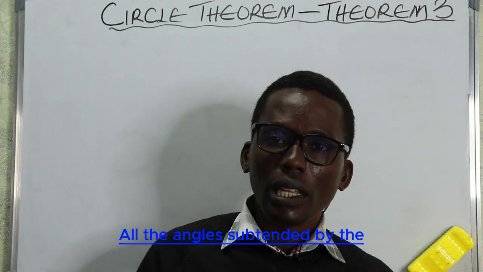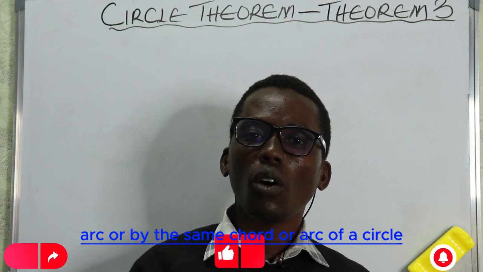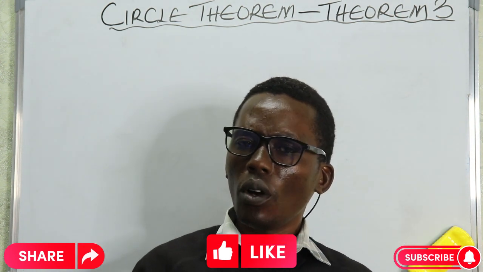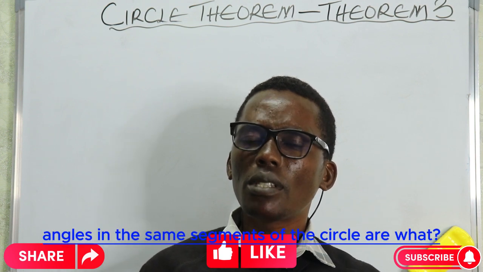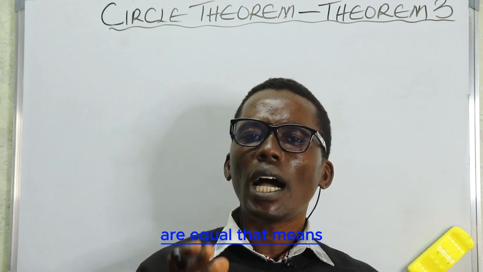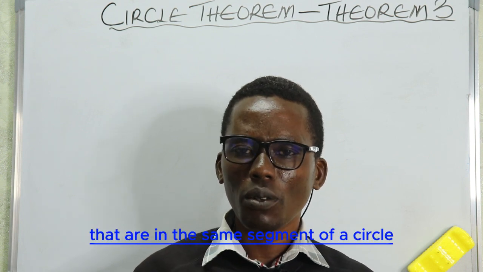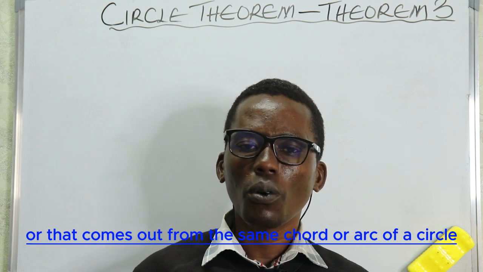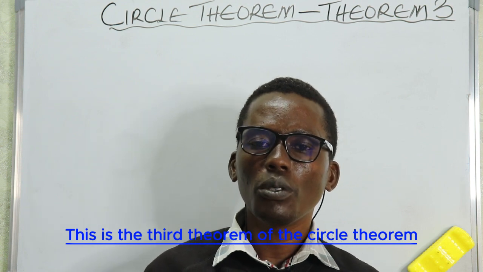The angles subtended by the same chord or arc of a circle in the same segment of the circle are equal. Or simply put, I used to call it: angles in the same segment of a circle are what? Are equal. That means angles that come out from the same segment of a circle, or that come from the same chord or arc of a circle, are what? Are equal. This is the third theorem of the circle theorems.